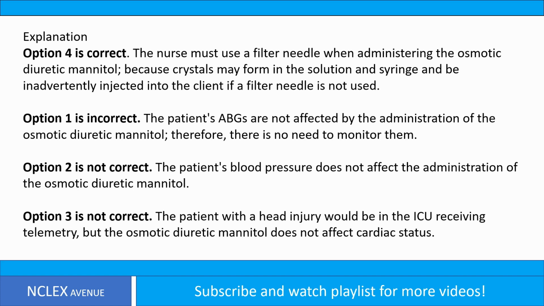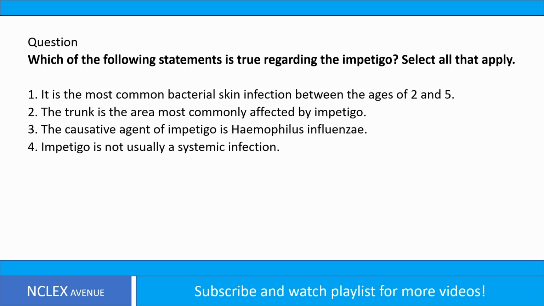Option 1 is incorrect. The patient's arterial blood gases are not affected by the administration of the osmotic diuretic mannitol. Therefore, there is no need to monitor them. Option 2 is not correct. The patient's blood pressure does not affect the administration of the osmotic diuretic mannitol. Option 3 is not correct. The patients with a head injury would be in the ICU receiving telemetry, but the osmotic diuretic mannitol does not affect cardiac status.